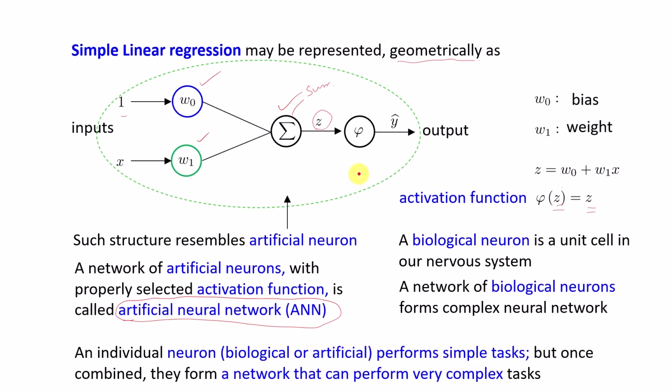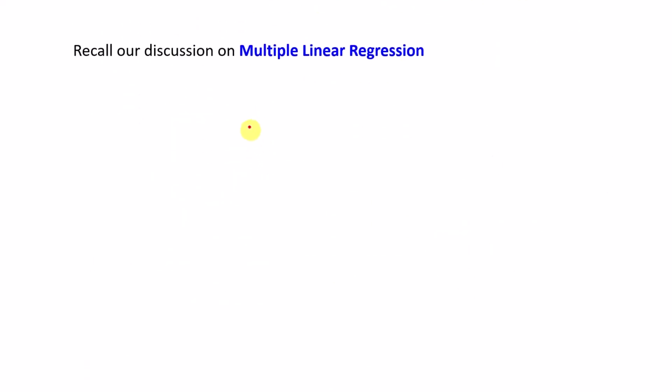Now this simple structure of a neuron can be very different depending upon the task at hand, but there are certain similarities in all structures of neuron, and that is something we are going to discuss in this lecture. So let us go from simple linear regression to multiple linear regression. We now know that multiple linear regression is also a form of supervised machine learning.